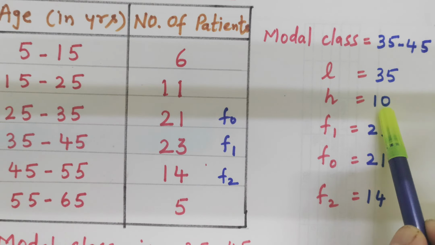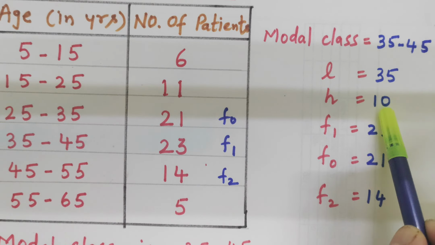We can also understand this again. The modal class is 35 to 45, the lower limit is 35. The class size h is upper limit minus lower limit, which is 15 minus 5, that is 10. f1 is the frequency of the modal class, which is 23. f0 is the frequency of the class preceding the modal class, which is 21 here. f2 is the frequency of the class succeeding the modal class, which is 14 in this question.